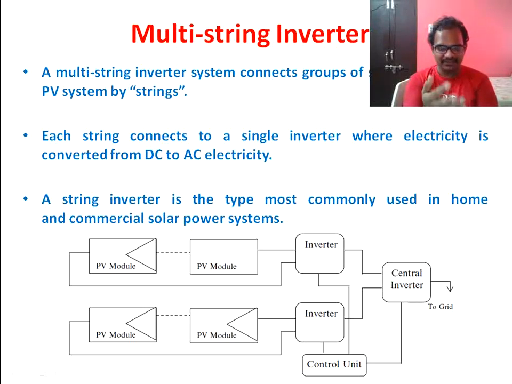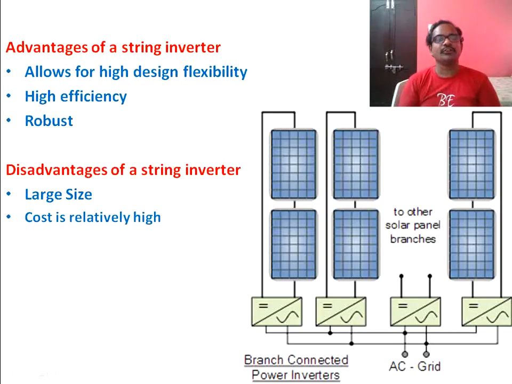Say in this diagram there are 2 strings in an array. For each and every string there is an inverter, and both the inverters are connected again to a central level inverter before feeding to the grid. If there is a problem with inverter 2, then inverter 1 will function as it is. If there is a problem in inverter 1, then inverter 2 will function as it is. So the reliability of power supply and the design flexibility is increased in this system. Coming to the advantages, as I already told you, it allows for high design flexibility, high efficiency, and is robust. The drawbacks are large size and relatively high cost because of using more inverters.